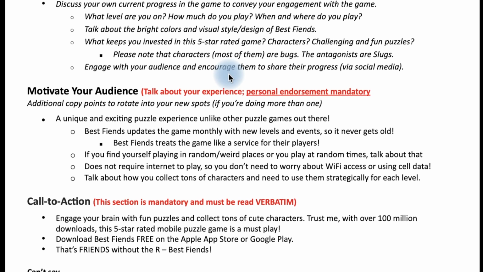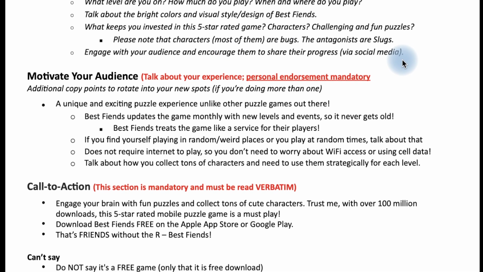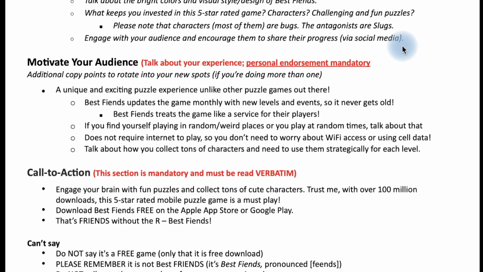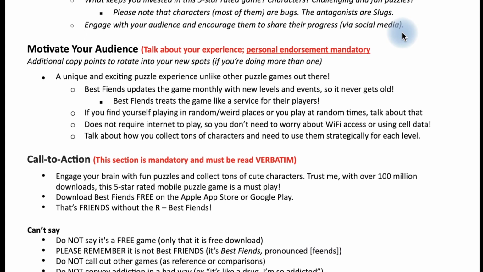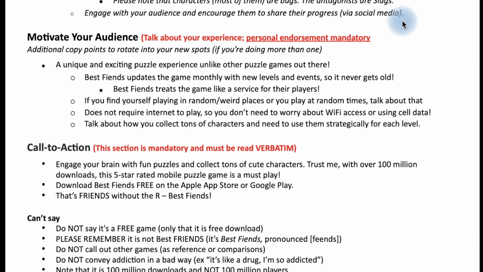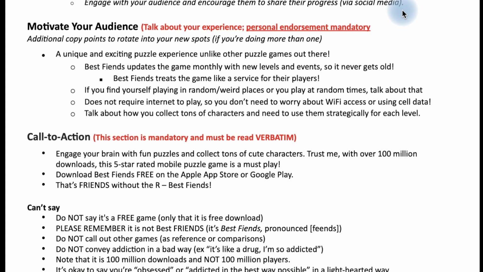Next, they want you to motivate your audience. And in this section, they talk a lot about personal endorsement. In this case, the advertiser did give us a free way to test what they're trying to sell.